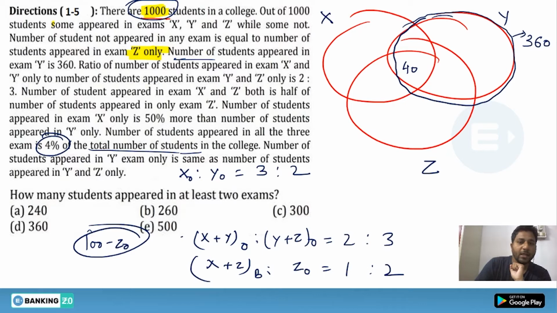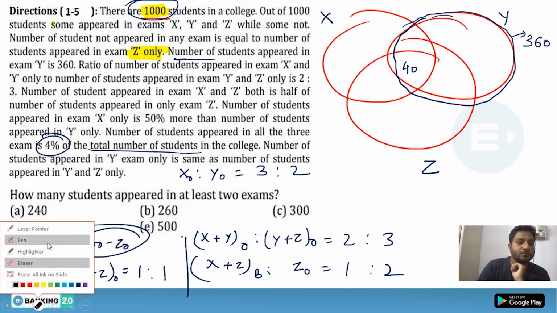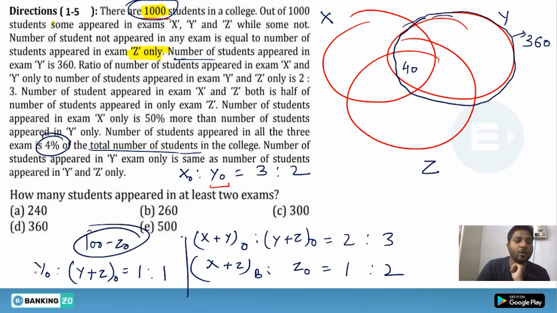All right. Another says the number of students appeared in Y exam only is the same as the number of students in Y and Z only. That means 1:1. Now what you can do is look at some of the ratios, and you will understand. Which one is common? It should be Y naught, not X naught. Y naught should be common, but it isn't, so we'll make them common.